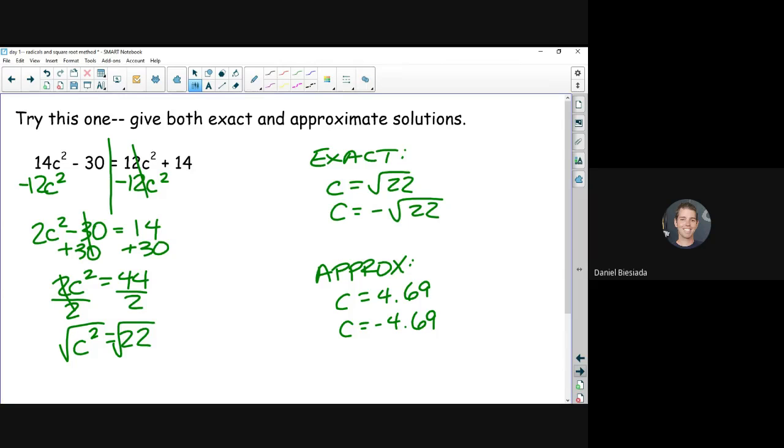That concludes this video on solving with the square root method. Hopefully it was helpful to give you a look at our second method for solving quadratic equations, and we'll see more on the square root method in our next class.